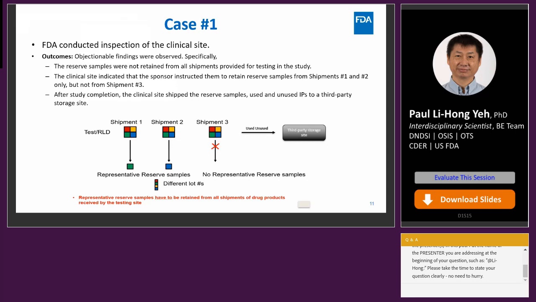FDA conducted an inspection of the clinical site. The outcome is objectionable findings were observed. Specifically, the reserve samples were not retained from all shipments provided for testing in the study. The clinical site indicated that the sponsor instructed them to retain reserve samples from shipments 1 and 2 only, but not from shipment 3. After study completion, the clinical site shipped the reserve samples, used and unused IPs to the third-party storage site. And representative reserve samples have to be retained from all shipments of drug products received by the testing site.